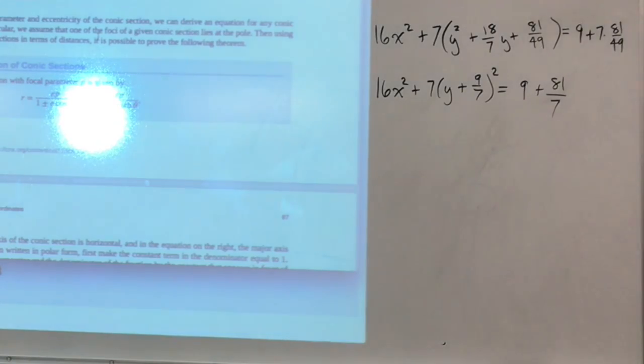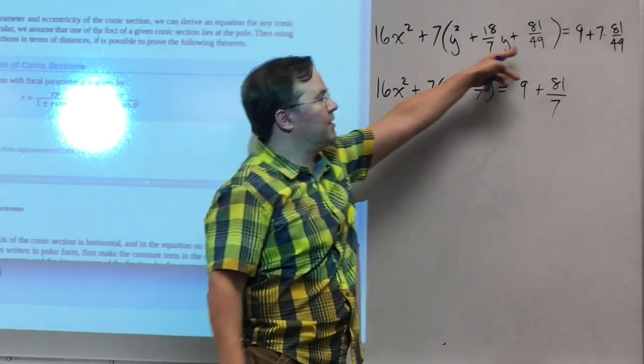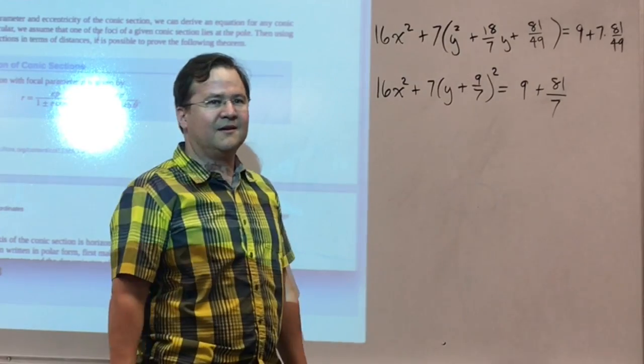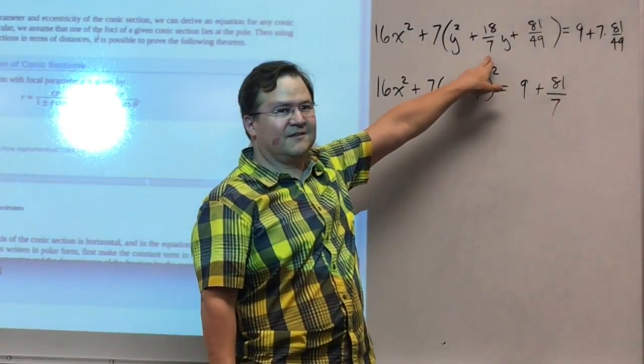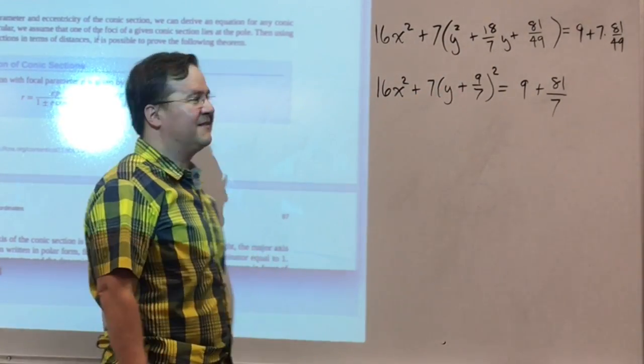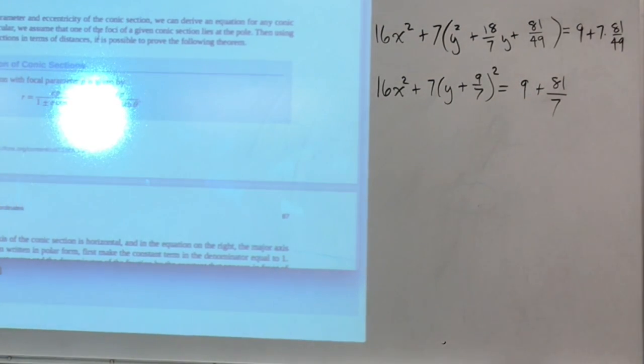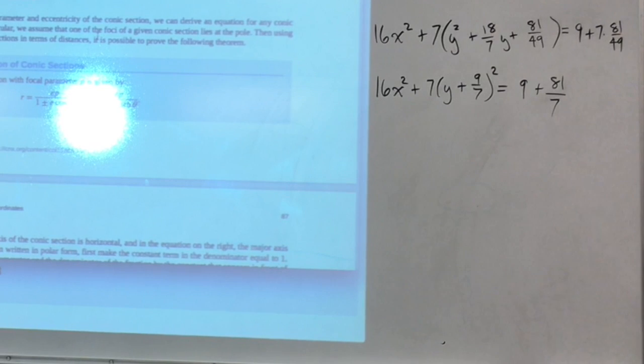As long as you do what we just did, take half of this and square it and put it right there. Take half of which one? The second coefficient. Take half of that and square it, and that's going to be that term with no variable.